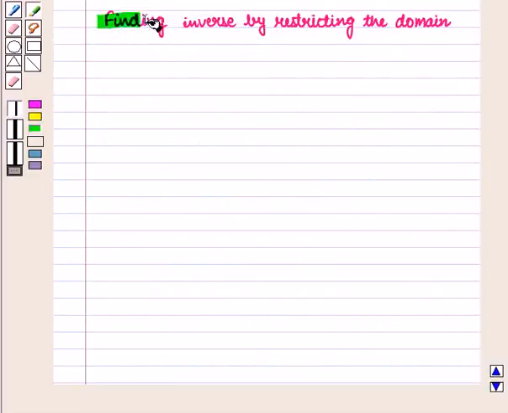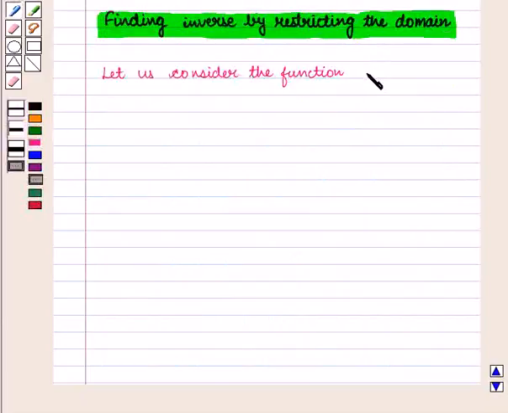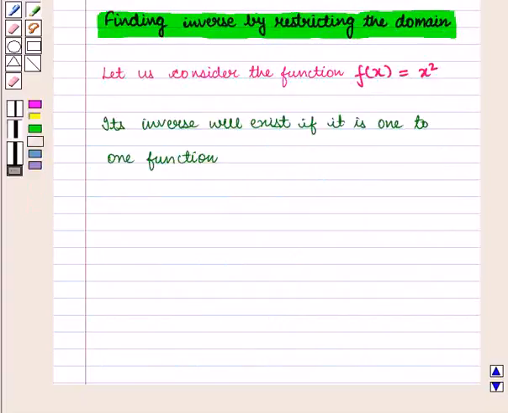Now we shall learn how to find the inverse by restricting the domain. Let us consider the function f of x is equal to x square. Its inverse will exist if it is a one-to-one function. That is, when we find its inverse, the value of y should not be in terms of plus minus sign, because it indicates that for one value of y there correspond two values of x. So the inverse found will not be a function.